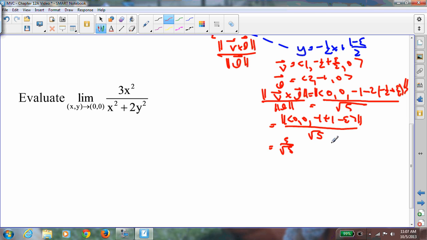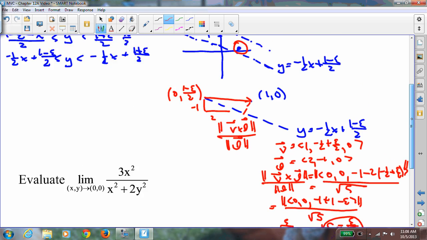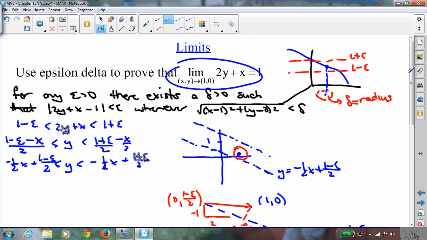So that means if I let delta equal epsilon over root 5, then I've completed my proof, because for any epsilon greater than 0, I can define a delta so that the distance requirements are satisfied. So basically what that means is my drawing here is really bad, because 1, 0 is probably closer to being in the middle, so that it's equidistant as a result.